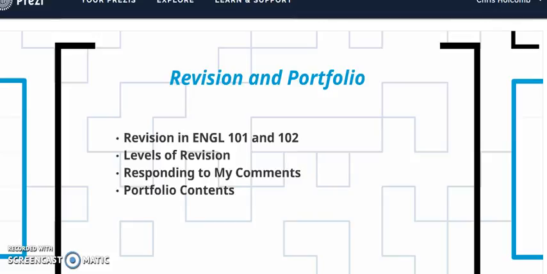What I'm going to be looking at is how much you have revised your drafts as you've transformed them into final papers. And I'm going to go over 4 topics, including revision in English 101 and 102 in general, levels of revision, responding to my comments, that is how to respond to my comments, and the contents of the portfolio.